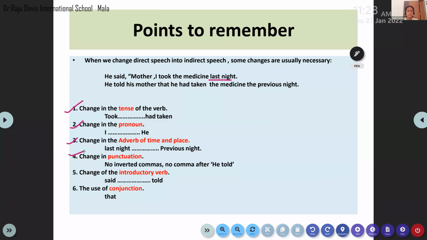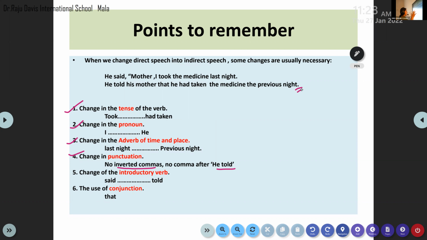So what are the punctuation marks that we must ignore? We should ignore inverted commas, and you should not use a comma after said or told. So here in the example, he said, there is a comma. Mother, you have started writing or just put all the sentences in inverted commas. That must be avoided. I have used in my indirect speech only a full stop at the end.